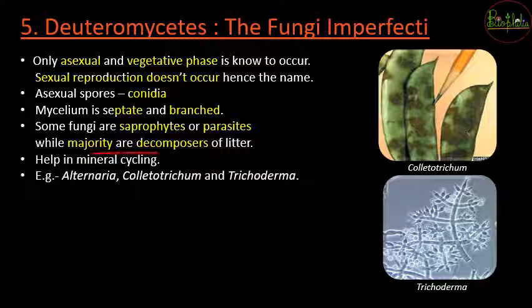They are going to be helpful in mineral cycling. So soil में जो भी organic matter होगा, they will decompose the litter and make the soil rich in minerals. So examples of Deuteromycetes involve Alternaria, Colletotrichum and Trichoderma. Now here is a very important example, that is Trichoderma.